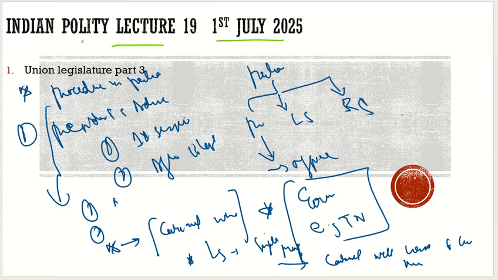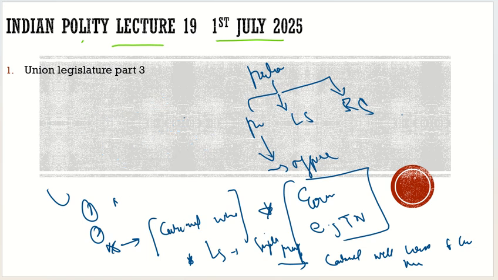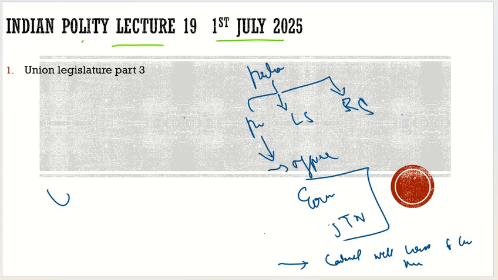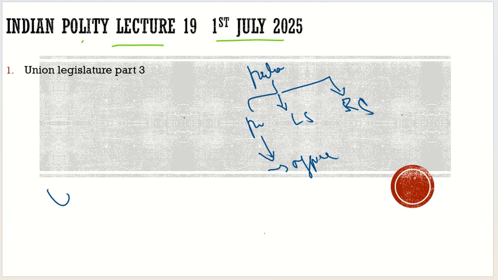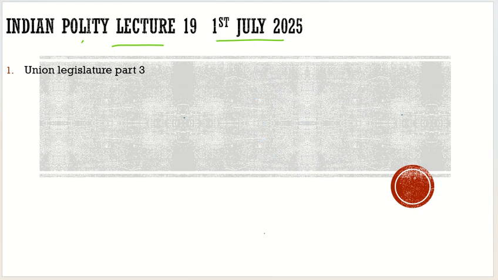Now, to understand this, let's first understand what these types of bills are, starting with the ordinary bill. Let us see what its features are. How does it pass in the Lok Sabha? If it fails to pass in the Rajya Sabha, what will happen? Will there be a joint sitting? Is it necessary? All this we will discuss here, starting with the ordinary bill.